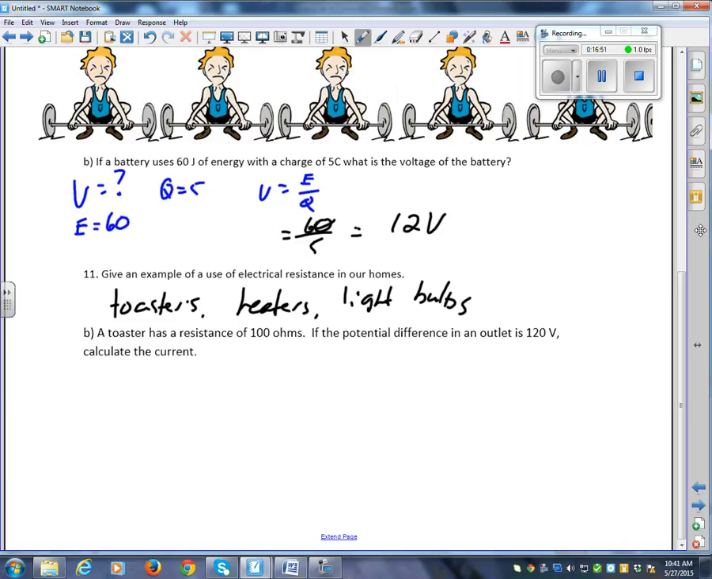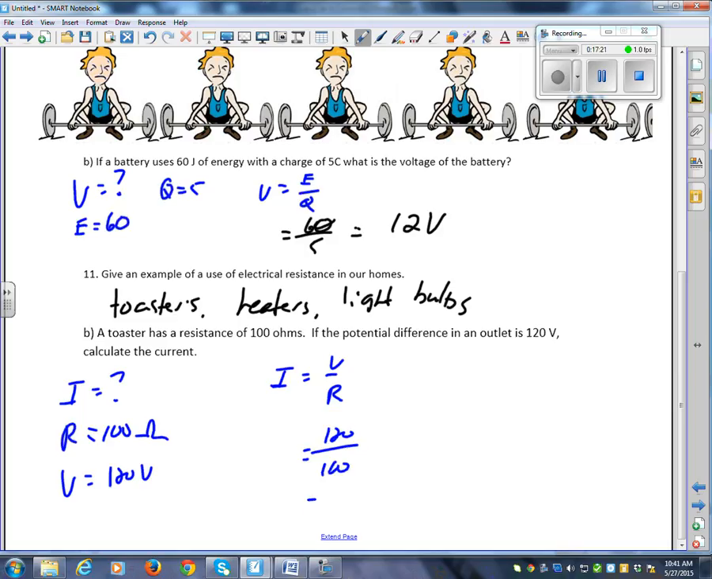If the potential difference in an outlet is 120 volts, calculate the current. We are solving for I. The toaster is R value of 100 ohms. The V value is 120 volts. Write the formula. I equals V over R. 120, resistance 100, 1.2 what?